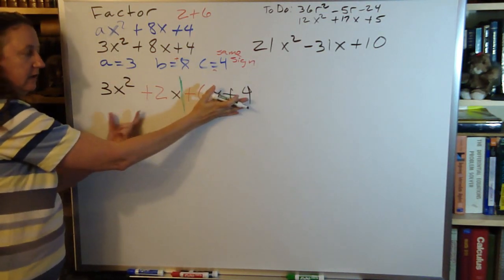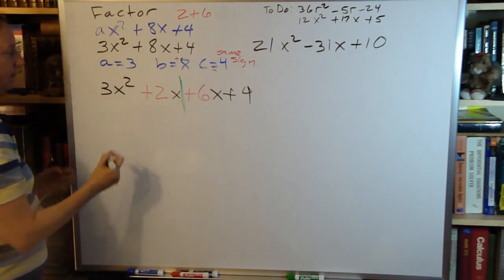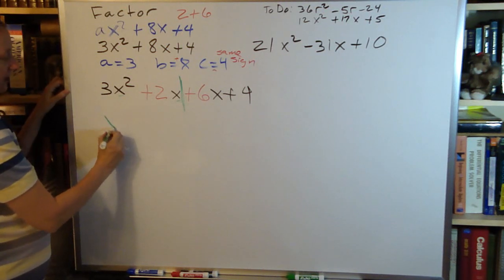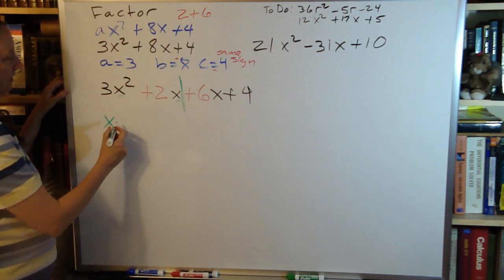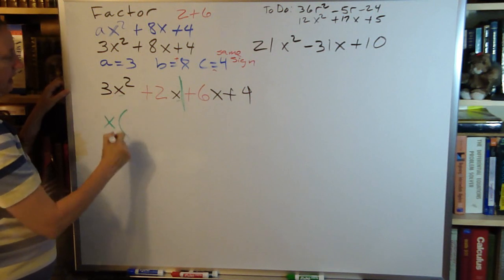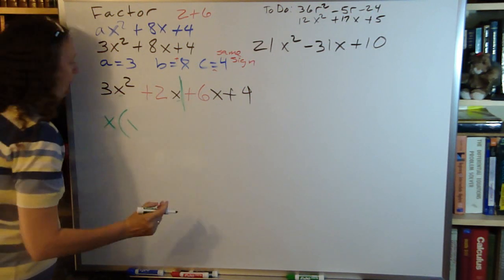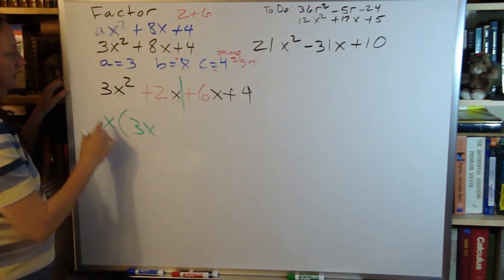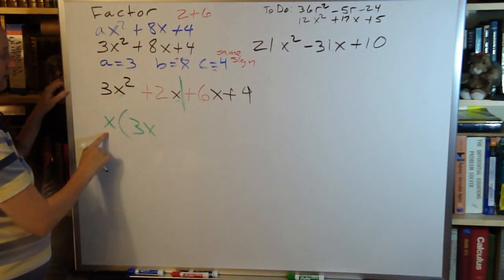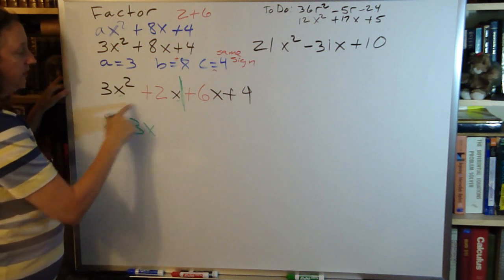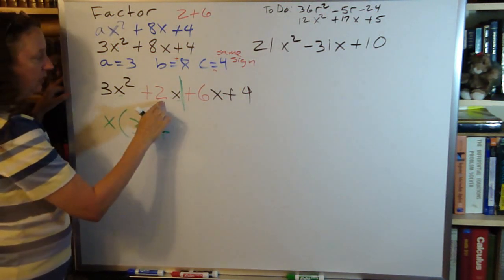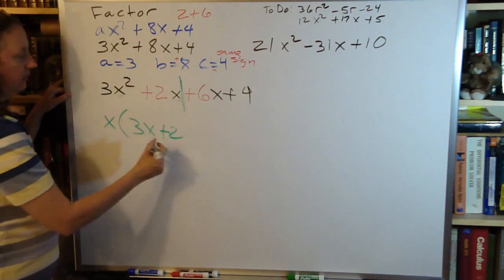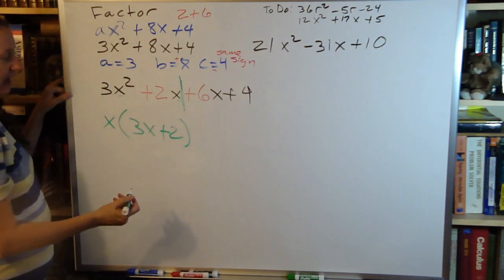Ignore that, factor this. So I see it has an x, has an x. I'm going to factor the x out. I'm left with 3x. So 3 divide 1 is 3, x squared divide x is x. Plus divide plus is plus. 2 divide 1 is 2. X divide x is 1. I've reached the end of that.